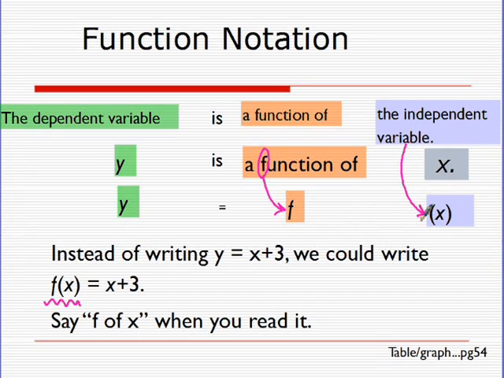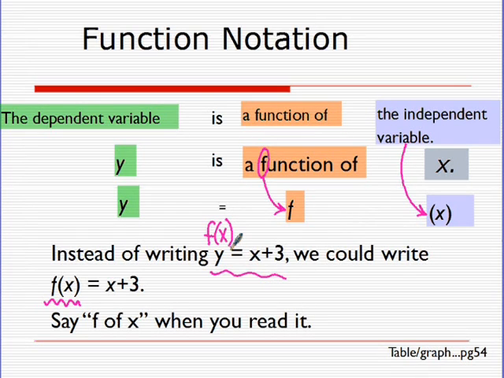F is not multiplied by f. F is not a variable that you can fill in. X is a variable that you can fill in, but not f. F is just representing the word function. So x plus 3 is a function of x. And really all this does is y is replaced by f of x. Okay? Exact same meaning, right? We just take the y out, and when it's a function, we can instead say f of x, function of x.